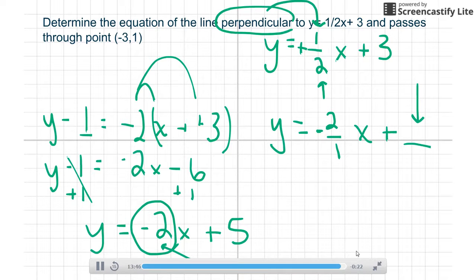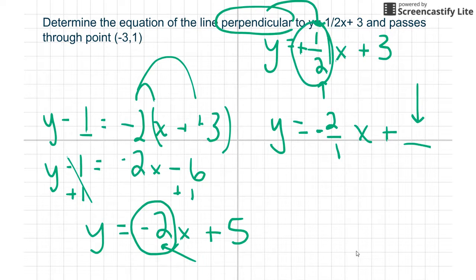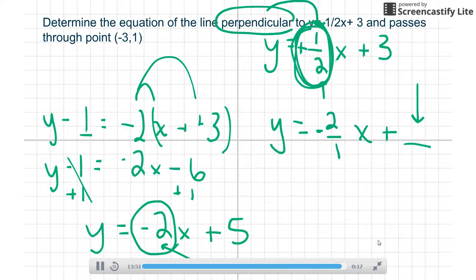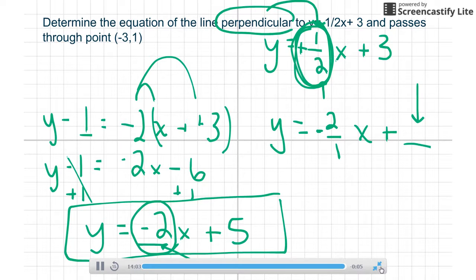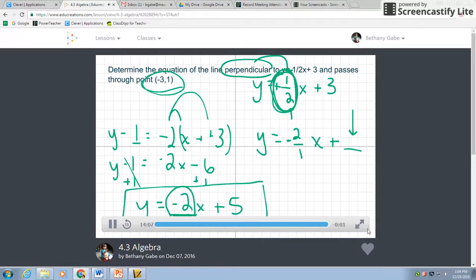And again, I'm going to go back and check. If this slope is opposite reciprocal of the original, then I'm probably correct. So I can tell those are opposite reciprocals, and I'm probably good to go. You could also graph this and check. See if when you graph this line, it actually has a slope of this, and see if it actually goes through that point.